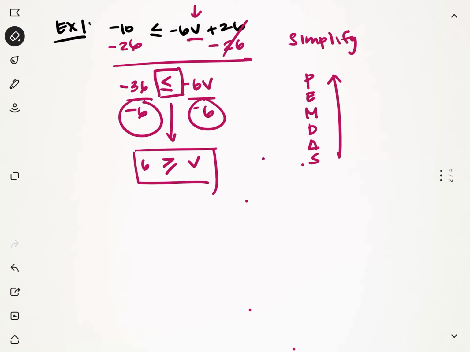All right, so we're still able to check. We're just going to choose a number that fits what the statement is asking on the bottom. So because 6 is greater than or equal to v, we choose a number that's less than or equal to 6, plug it in, and check if our answer is correct.